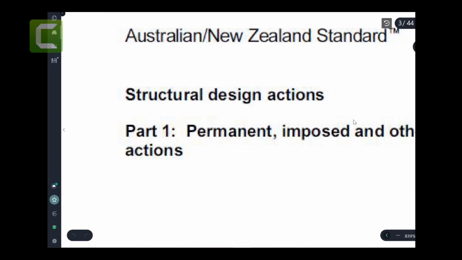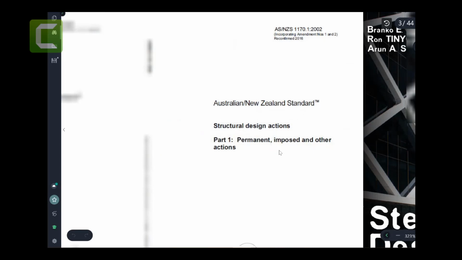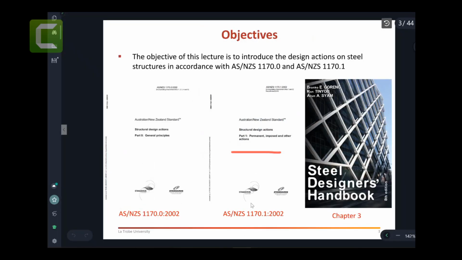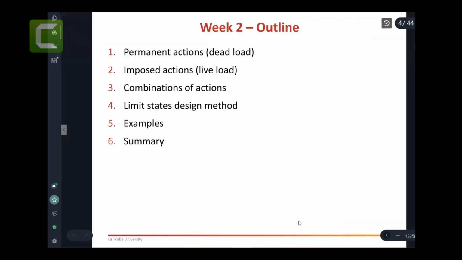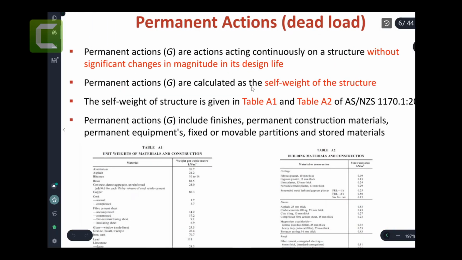Imposed, they are the live load. Furniture is live load. The occupants are live load. So basically, these are the 2 documents, and that second document is 1170 Part 1, right? Part 1. We've got this table of contents, so we're going to have a few simple slides to go through about permanent loads. Section 1 is permanent loads, and they are really straightforward.